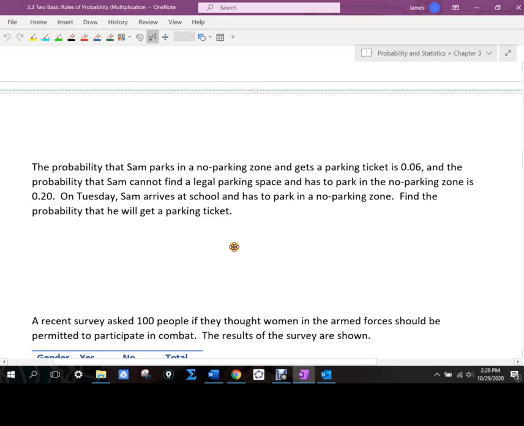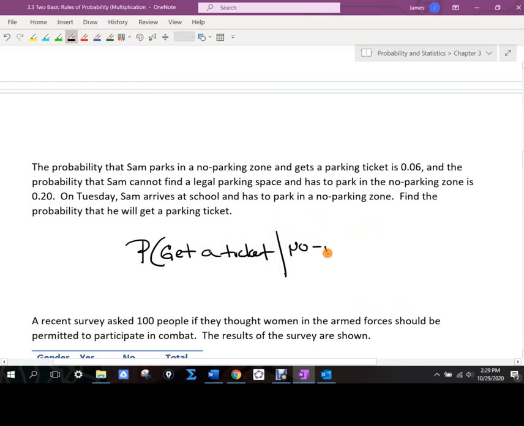Okay? So that's kind of messy, and it doesn't use the word "given that" in there. That's usually the kind of identifying phrase in a story problem that tells us it's conditional probability. But if we read the scenario, it says he arrives at school and has to park in a no parking zone. So he's parking in a no parking zone and we want to know, what's the probability he gets a ticket? So does it make sense that we're asking the probability he gets a ticket given we know where he's parking? He is parking in a no park zone. Does that make sense to everybody?